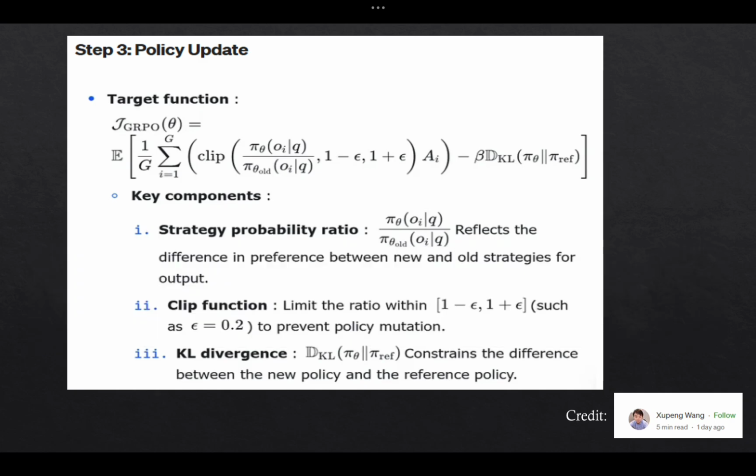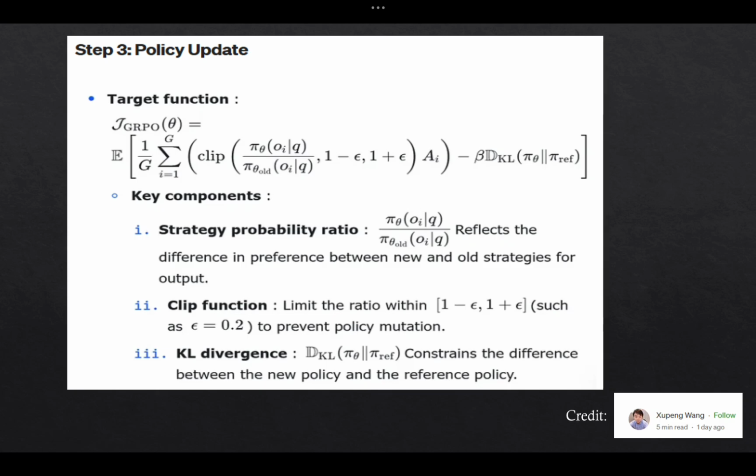Then we also have the KL divergence, which takes into consideration pi theta and also pi ref. This pi ref is the original LLM policy that we have. KL divergence helps avoid reward hacking. Reward hacking is typically when the LLM generates an output through which it gets a lot of rewards, but it deviates from the base LLM policy, right?